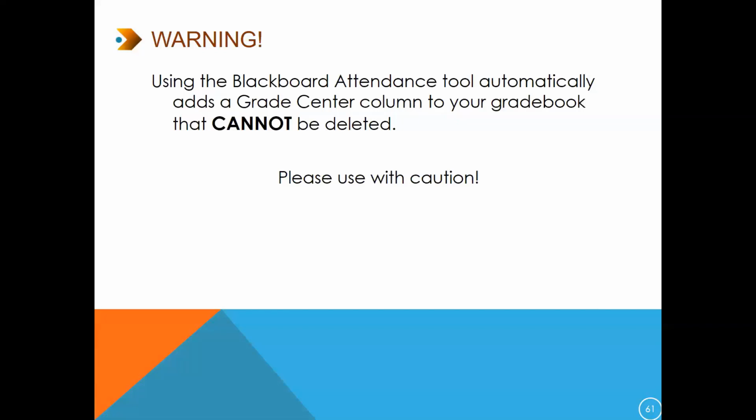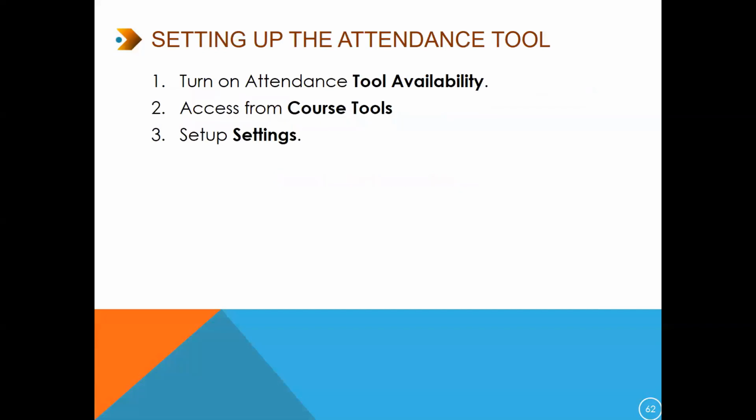All right, so how does this work? So the first thing is you have to turn the attendance tool on in the course. By default, it is off because we don't want you to see it and start clicking on it and then get this column because you have no idea what it is. So it is something you have to turn on.